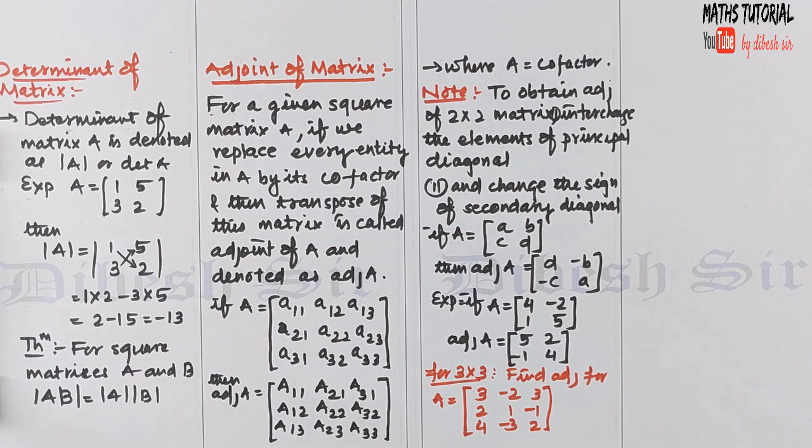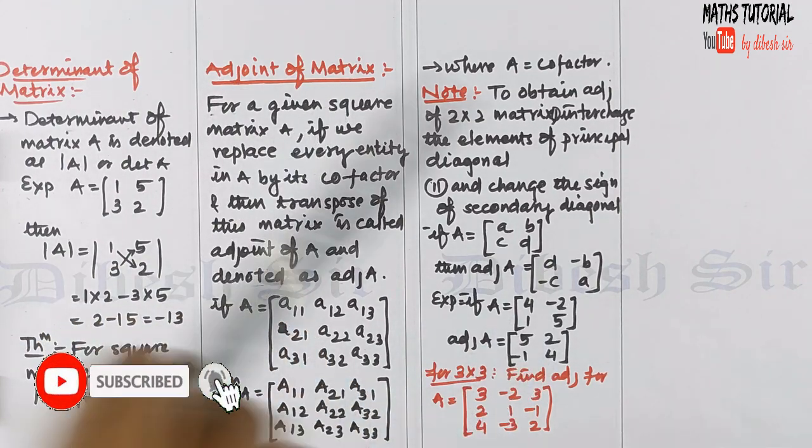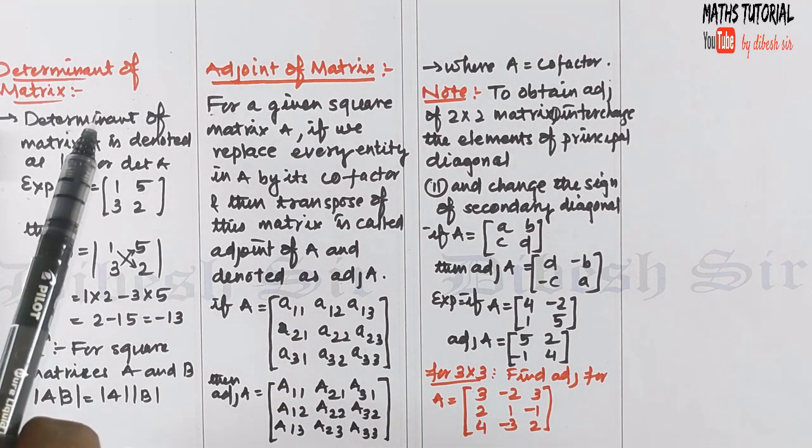We have discussed the basics of matrices in our earlier videos. You can check them through the i button. In this video, we are going to learn about determinant of matrix, adjoint of matrix, and some examples. So let's begin our class.